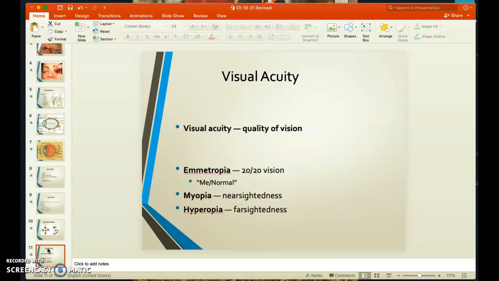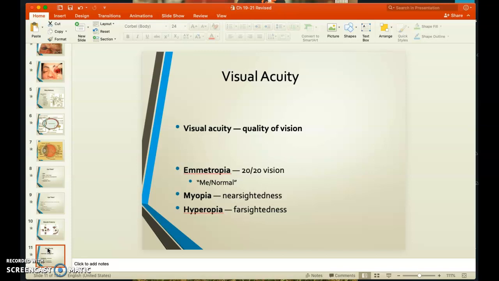All right, visual acuity is how we examine the quality of vision. We consider this idea of emmetropia, which is 20/20 vision. It's always me versus normal. So 20/20 is me versus normal. I can see at 20 feet what someone else can see at 20 feet.